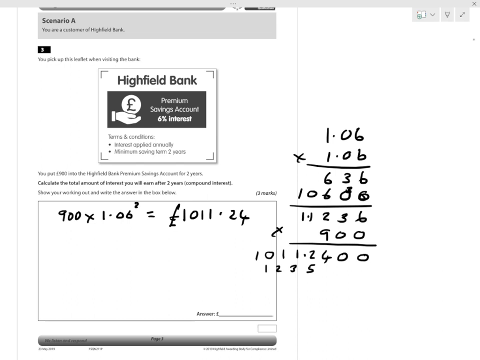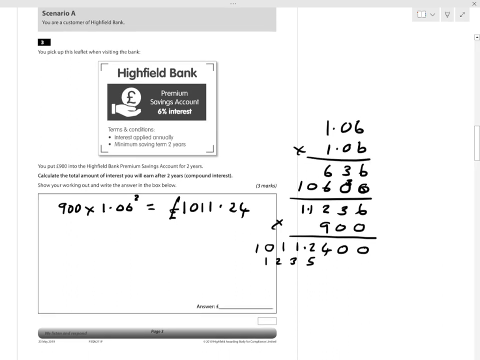Now you could have done it by finding what 6% of that is and adding it on, getting a new total and doing the same again, but this is just the same way.